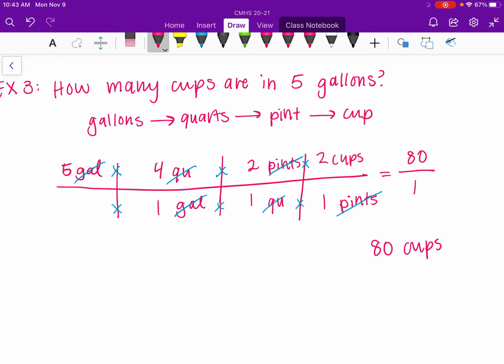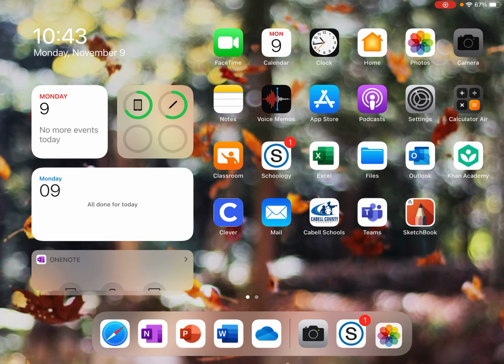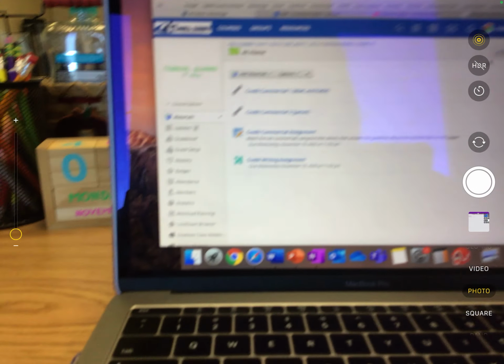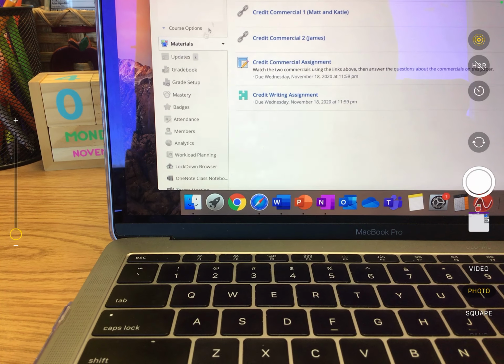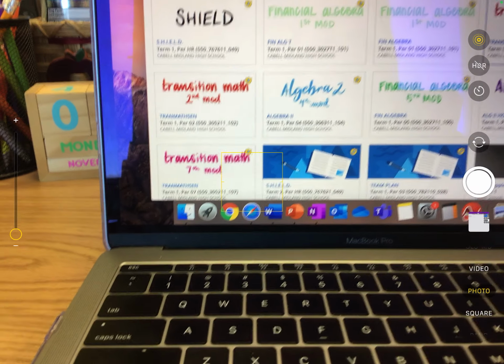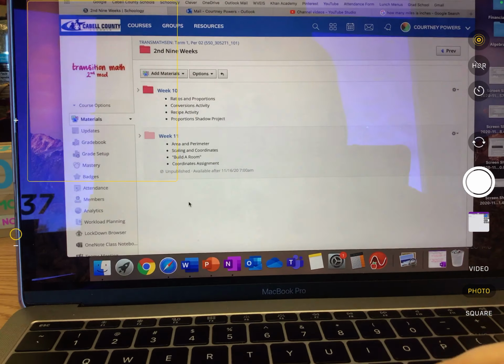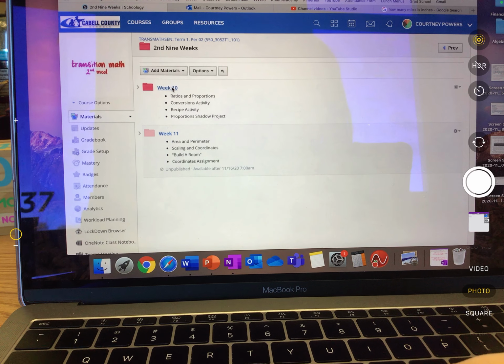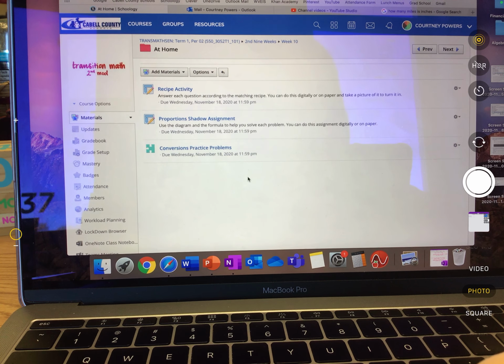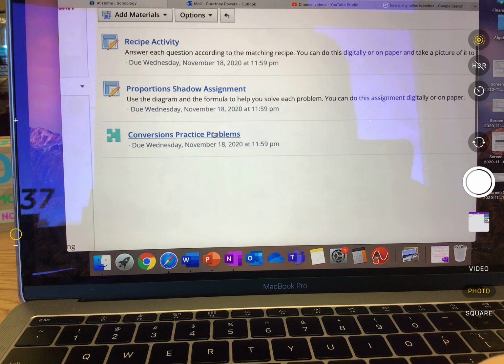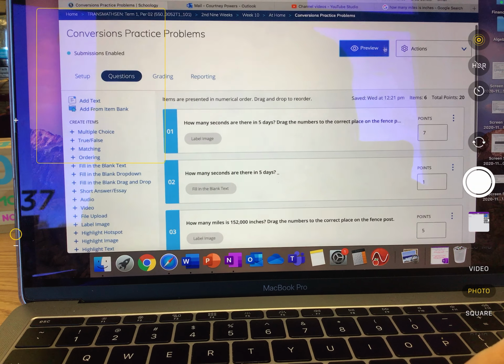Alrighty, so that is all for the notes today. What I would like you to do is work on the things that we did yesterday, the shadow assignment and all that. Or if you finish with that, week 10 at home. Here is the conversions practice problems. It is a puzzle piece assignment.